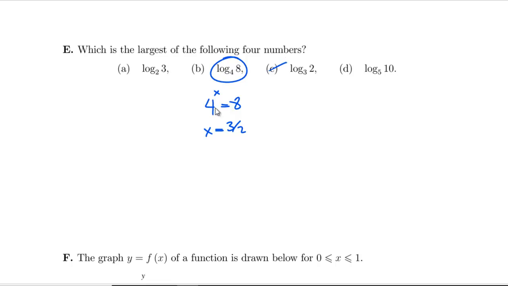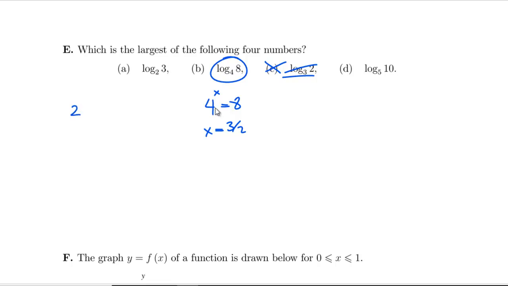We want the largest. Well, it's not going to be that, because that is going to be smaller than a. So we don't really care about that one. And then log base 5 of 10. Right, we don't know exactly what that is either. So how does this compare then?